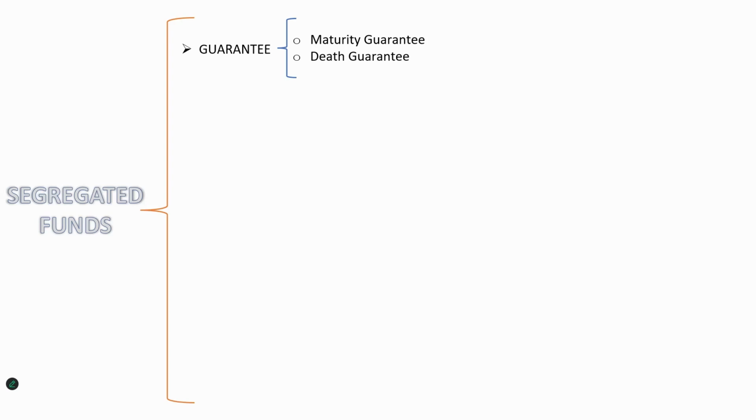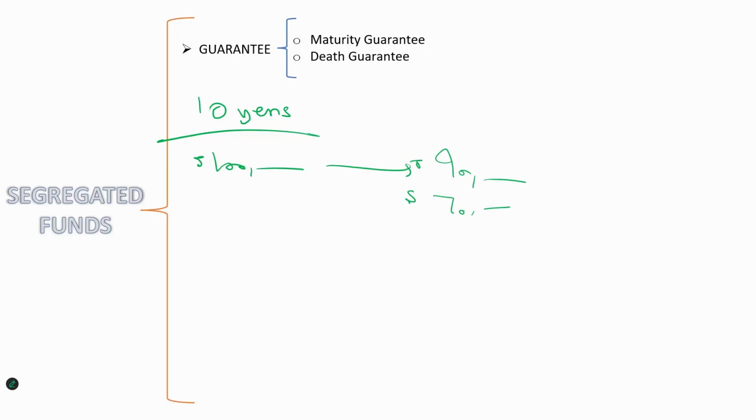So what it means is that, let's say I sign a 10-year contract and I put $100,000 in it, and after 10 years, I have lost money. Let's say I have $90,000 or I have $70,000. There is a maturity guarantee that tells me that at the end of my contract, when my contract matures, I will have some guarantee on my deposit amount.